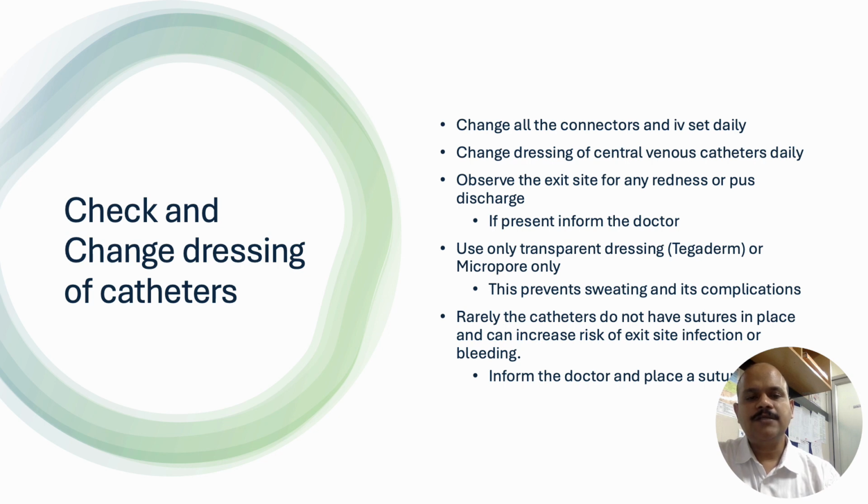Check and change the dressings of catheters. Change all connections and IV sets daily because there are many connections and disconnections you'll be making. So this is done for safety reasons. Change dressing of all central venous catheters daily. Observe the exit site for any redness or pus discharge. If it is present, inform the doctor and usually the catheter is removed.